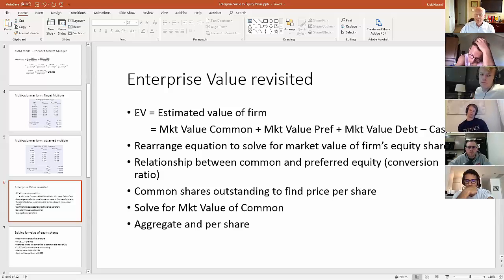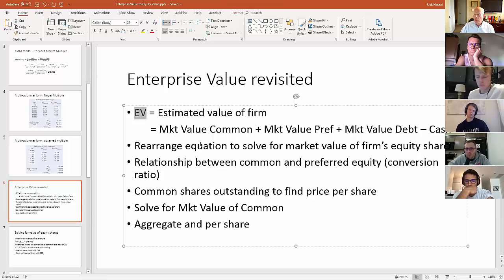So if we can estimate that value, and if we then know that it also equals the market value of the common plus market value of the preferred plus market value of debt minus cash, we can then use the known here to solve for what might be one of these that are unknowns. Well, cash should not be an unknown. That ought to be pretty easily found, right? It's on the balance sheet. Market value of debt should not be a mystery to you guys. That should not be an unknown.